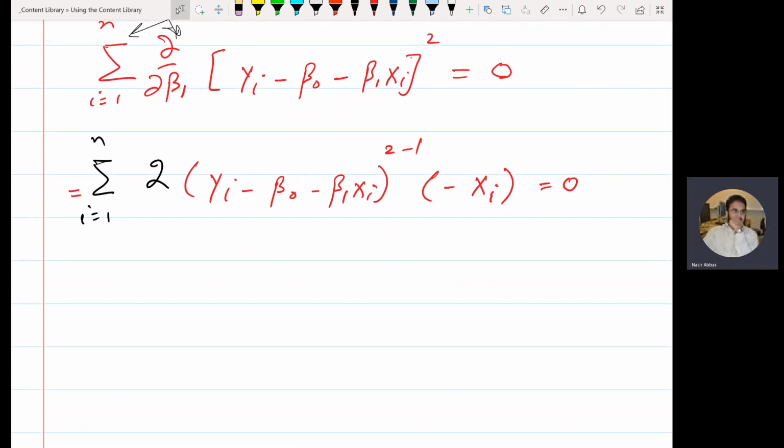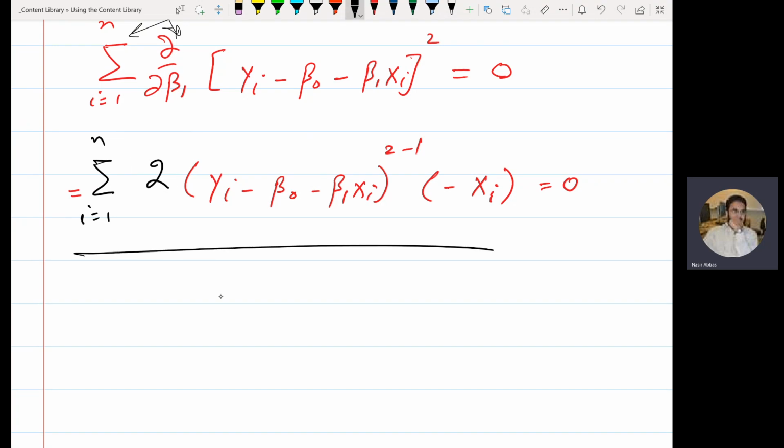Now, can I divide both sides by minus 2xi and cancel the xi? No, I cannot. Xi is inside the summation. I cannot take it outside because there is an i in the subscript. Anything that has an i in the subscript depends upon the summation, and you cannot take it outside. This part has no i in the subscript, so it's not changing with i. It's a constant, so you can take it out of the summation.